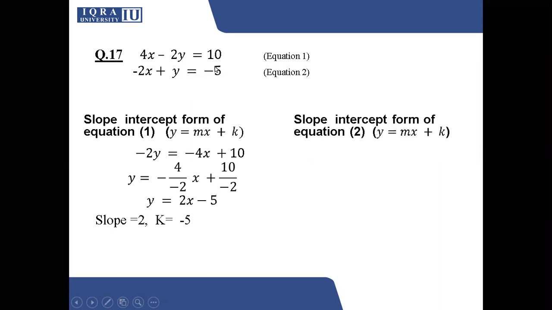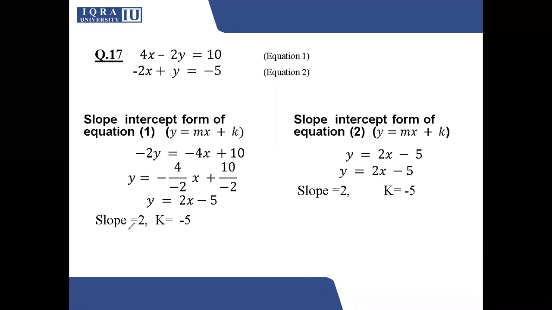Repeat the same procedure for equation number 2. We get y equals 2x minus 5. Again, if we take a look at the slope of this equation, the slope will be 2 and my y-intercept will be minus 5. So what we can conclude, let's start a comparison. Let's take a look at the slopes. The slopes are the same. M1 is 2, M2 is 2 as well. The y-intercepts, k is minus 5 here and k is minus 5 here as well.